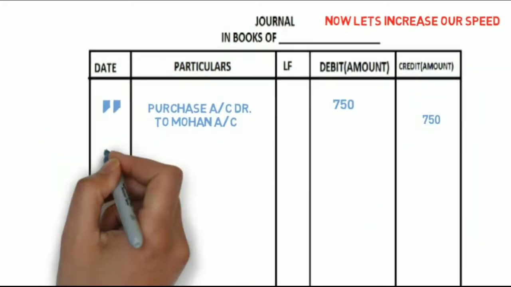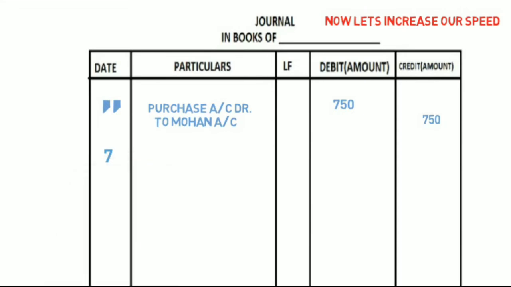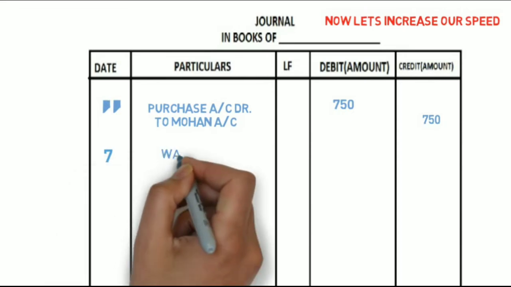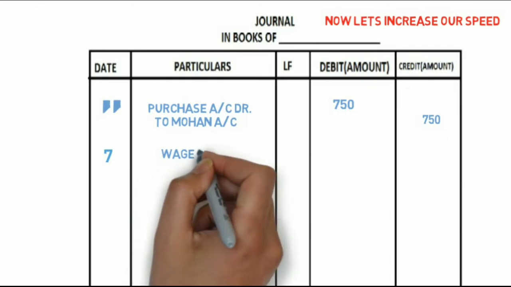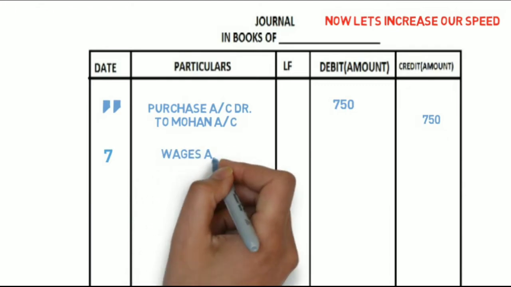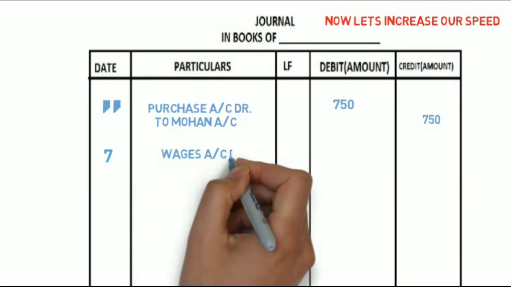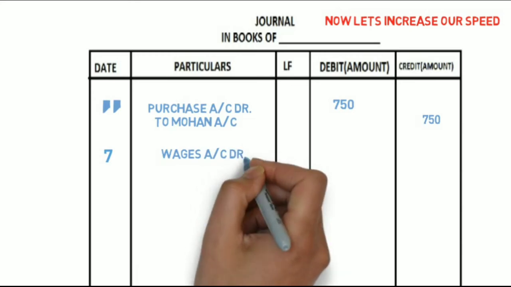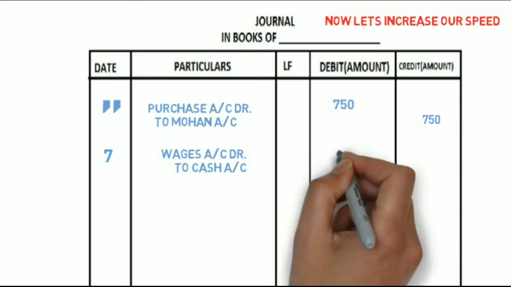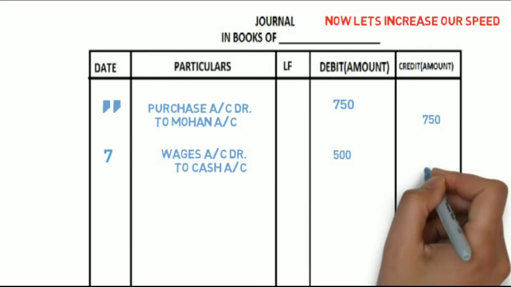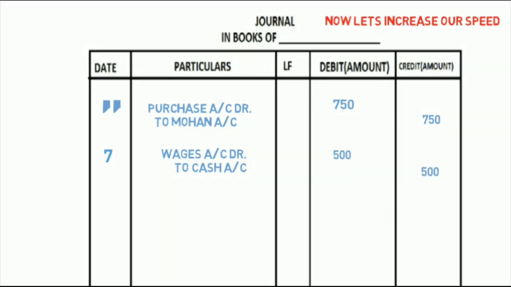And on 7th paid wages. Wages have been paid by cash. So two effects reflected here are wages account and cash account. So our expense, which is wages, is increasing and our cash is decreasing. Okay, so wages account debit to cash account, where wages, an expense, have been increased and cash, an asset, has been decreased, 500.